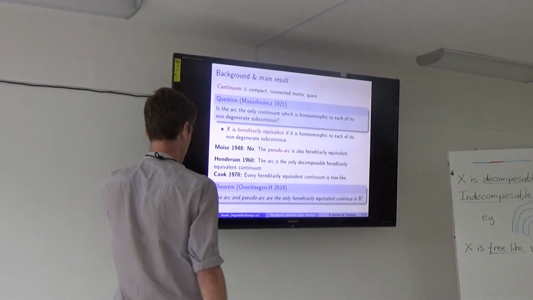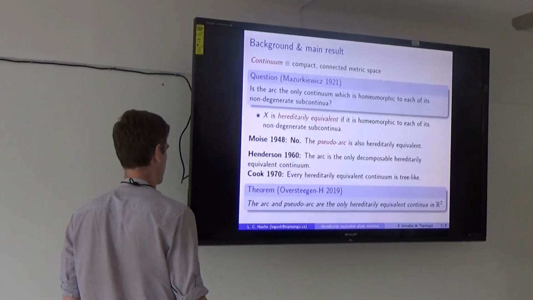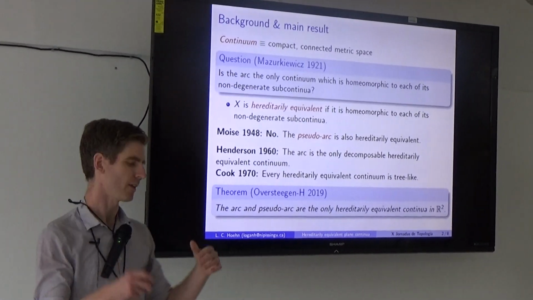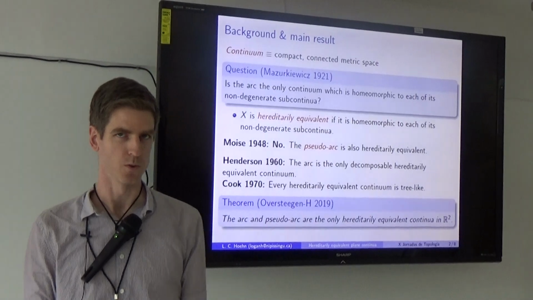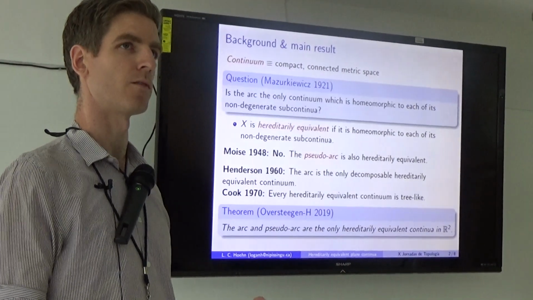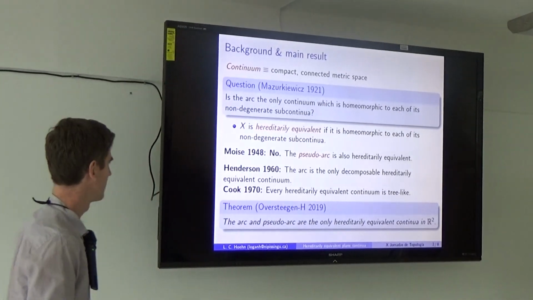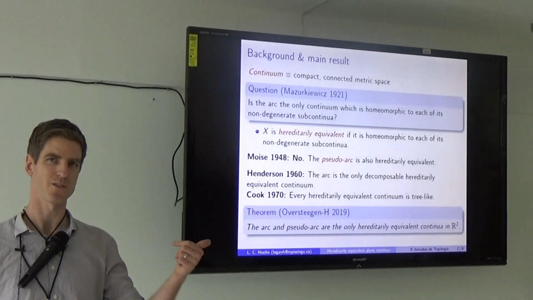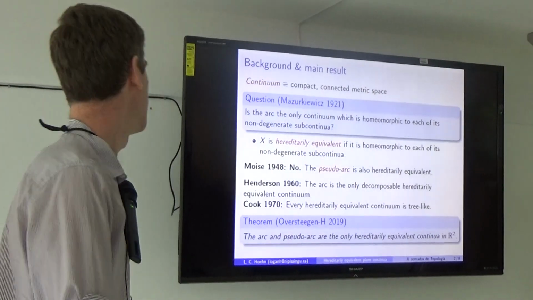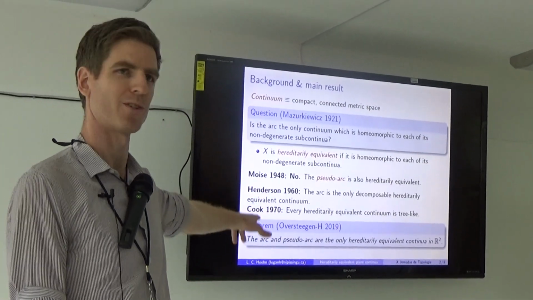Okay, so our results, and this is what I want to talk about during this talk, is this recent result due to Max Oberstein and myself, that at least in the plane, in R2, the arc and the pseudo-arc are the only hereditarily equivalent continua. So for the rest of the talk, I'm going to do two things. First, I just want to introduce you to the pseudo-arc and tell you some properties about that. And then for the rest of it, I will give some details about how we establish this result.